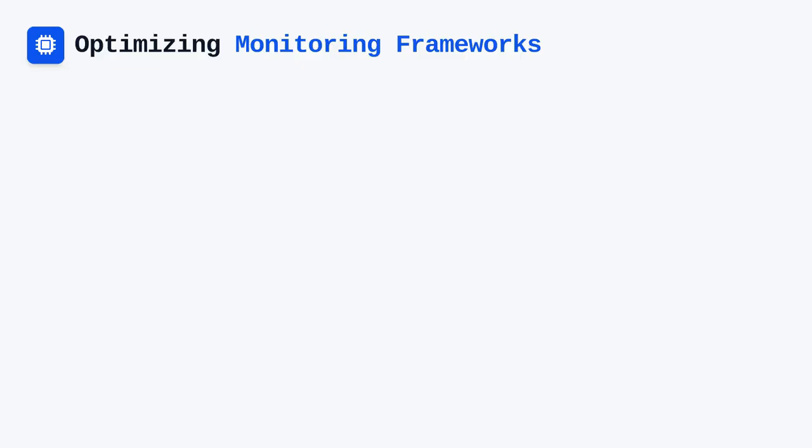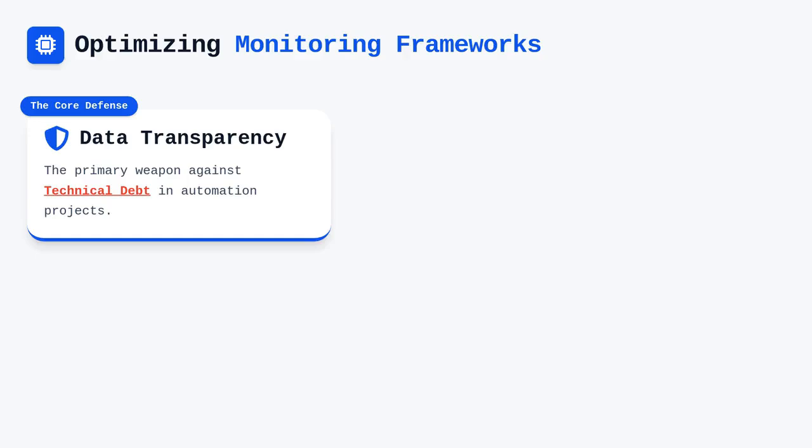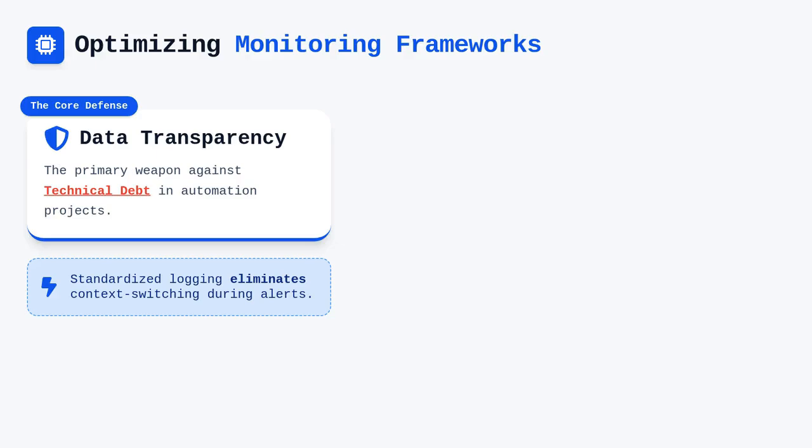As you build these monitoring frameworks, always remember that data transparency is your best defense against technical debt in your automation projects. By standardizing the way you capture and read log files, you reduce the time your team spends context switching when an automation triggers an alert.